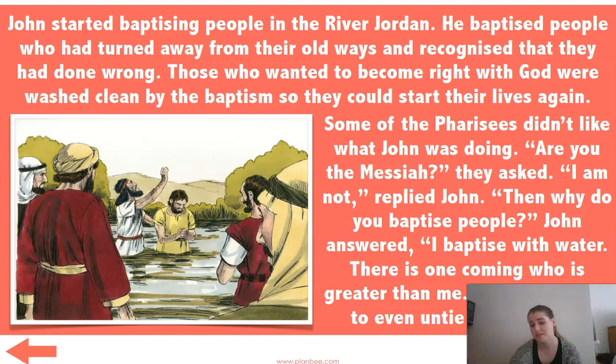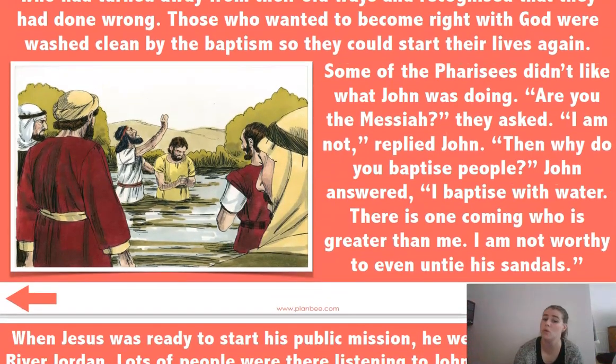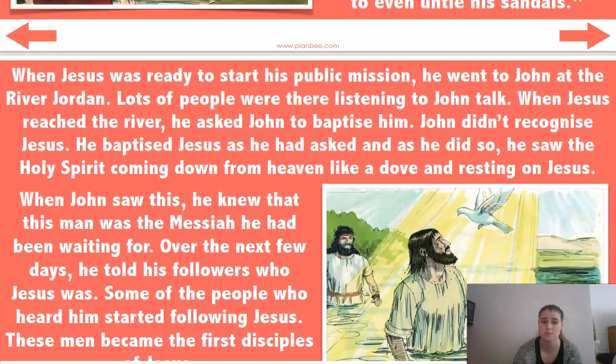Now, a very common theme in a lot of the parables we've read before is the Pharisees didn't always like what other people were doing. They didn't like people that were religious and didn't like people going about and making up their own rules. So some of the Pharisees didn't like what John was doing, and they asked, "Well, are you the Messiah?" And he replied, "I am not." So they said, "Well, then why are you baptizing people?" And John answers, "Well, I baptize with water. There is one coming who is greater than me, and I am not worthy to even untie his sandals."